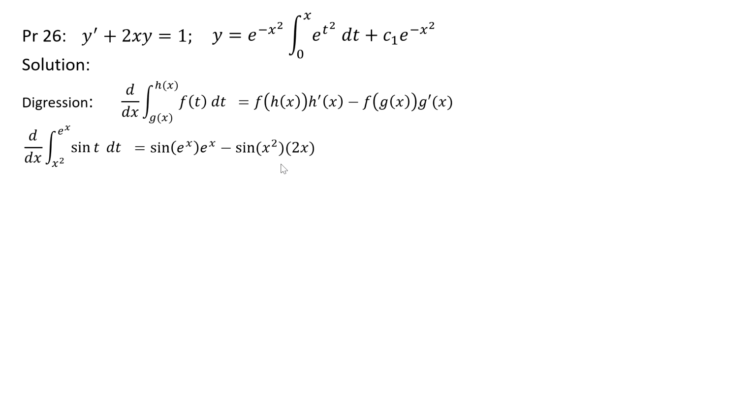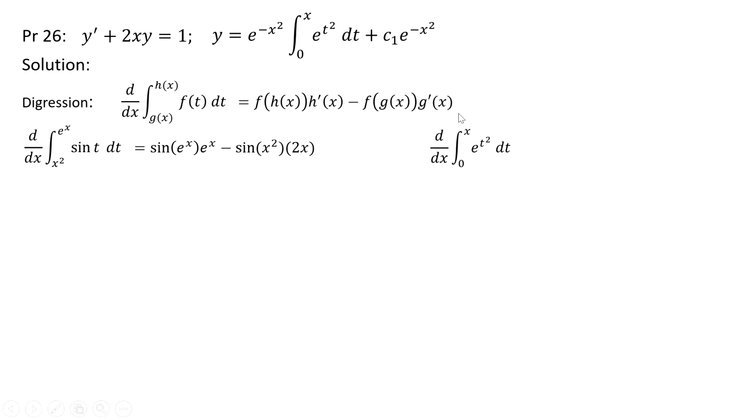Cool? That's the idea. You must know this. If you know this, then it's rather easy to work on this integral. So let's do the derivative of that integral. Does this look like d dx of the integral from g of x to h of x of f of t dt? Yeah. What is f of t? It's e to the t square.